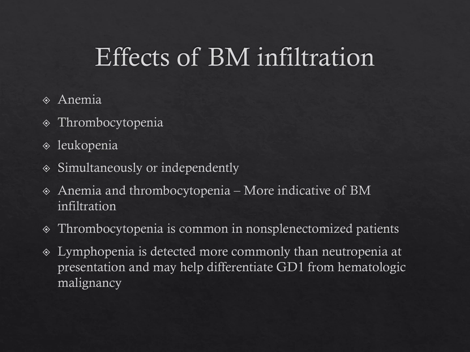The effect of the bone marrow infiltration itself could lead to anemia, thrombocytopenia and leukopenia, which can happen simultaneously or present themselves independently in the pediatric age group. Anemia and thrombocytopenia, when they happen simultaneously, are more indicative of bone marrow infiltration, while thrombocytopenia, when it happens independently, is commonly seen in non-splenectomized patients.